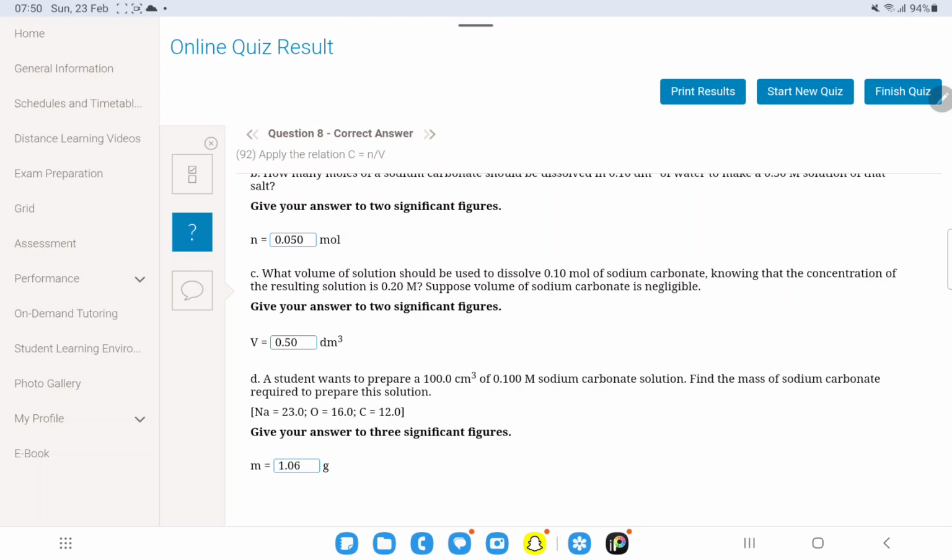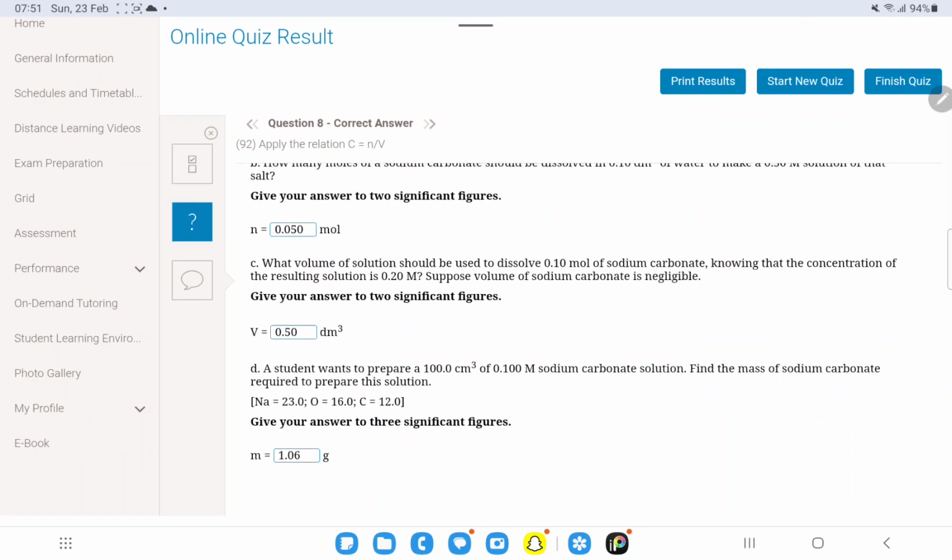For part C, they're asking about the volume. They gave us moles and molarity. V equals n over C. n is 0.1 moles and C is 0.2 concentration, so 0.5. Two significant figures, 0.50.